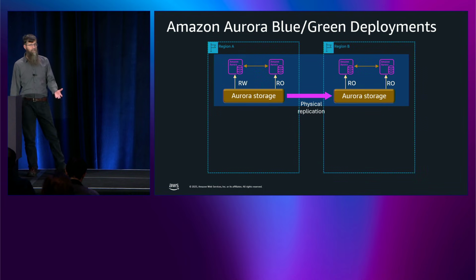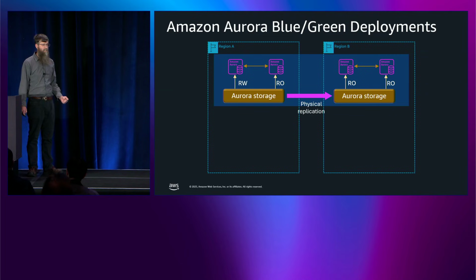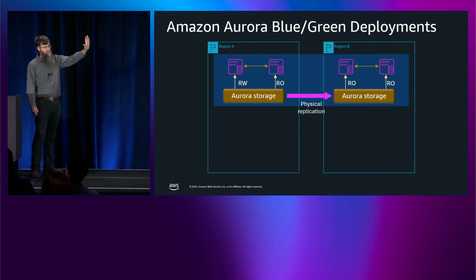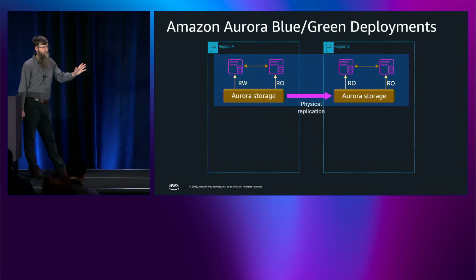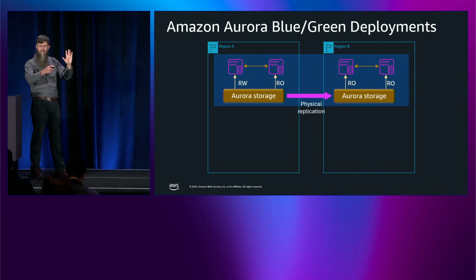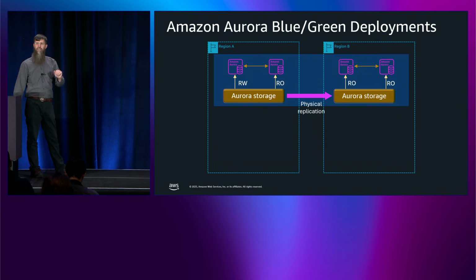Now, the interesting thing that we just talked about with blue-green just last week is support for global database. So now I've got a two-region picture here, right? Remember, it could be up to 10 secondary regions, but we have a global database. We're doing that physical replication, and I say, I want a major version upgrade of that thing. Well, now I can use blue-green to do that as well.